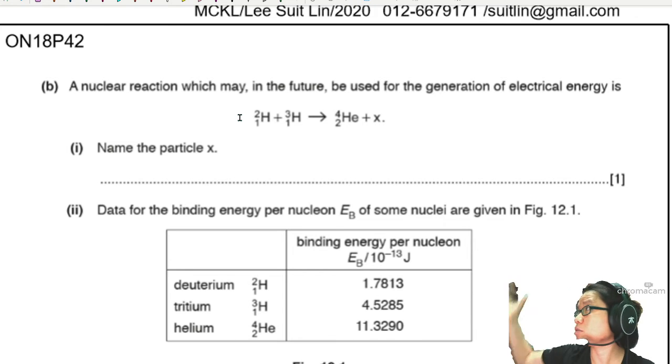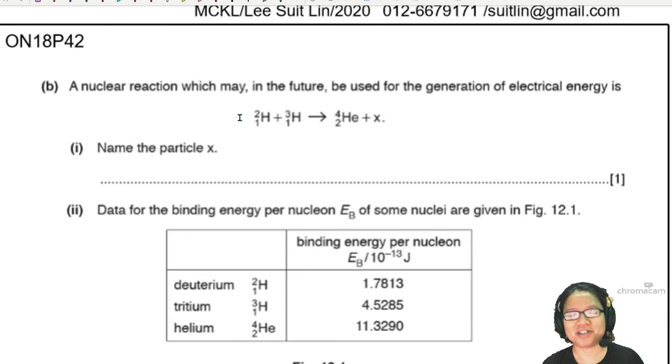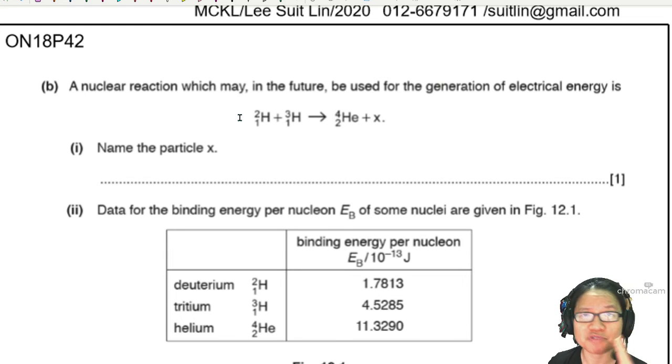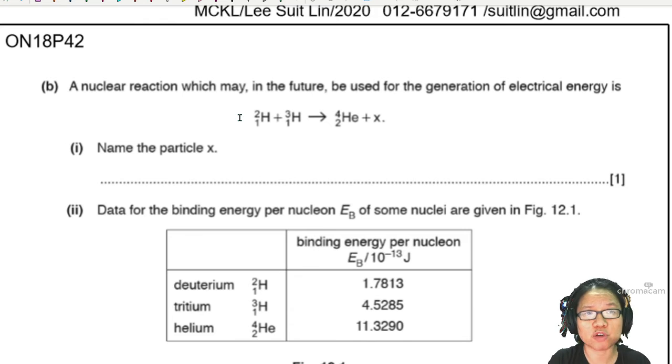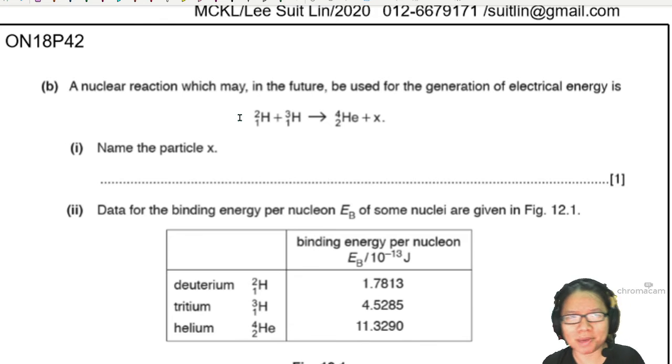You have water everywhere. But to go and find uranium-235 is very hard, which is why if we can find a way to do nuclear fusion in our nuclear power plant, essentially we have solved the problem of we may run out of energy one fine day in the future. Okay, so we can also solve the problem of global warming, but we need to be able to produce this. Okay, so a nuclear reaction which may in the future be used to generate electrical energy is this.